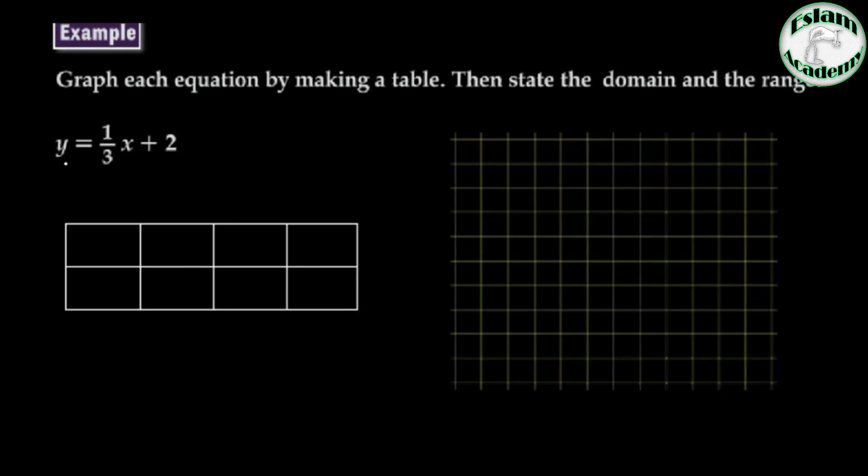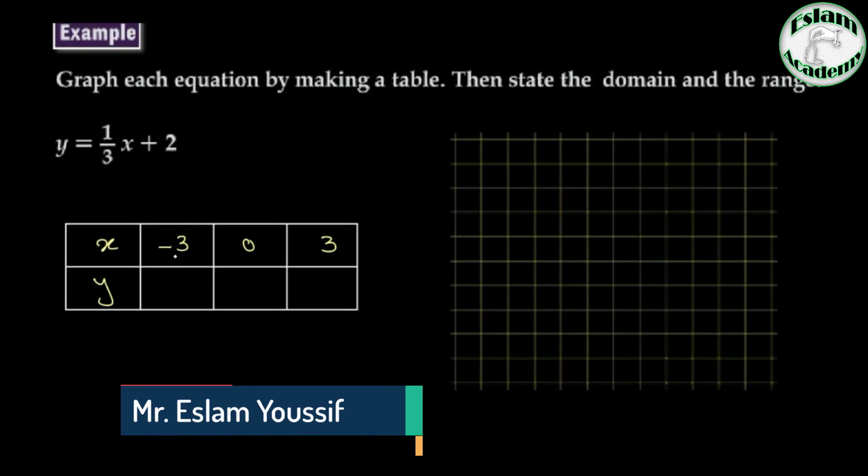The first one, we have y equals 1 over 3 x plus 2. Using the table, it means we have x and y. Because we have a fraction multiplied by x, we need to choose a number which is divisible by 3. So we can choose negative 3, 0 and 3. If the denominator is 2, we'll choose negative 2, 0 and 2.